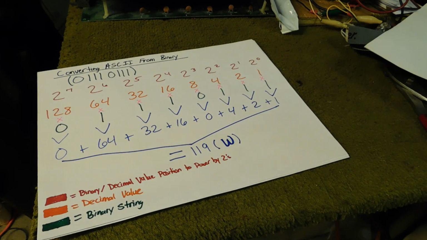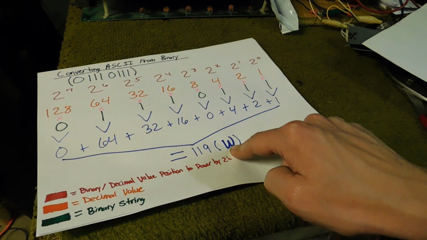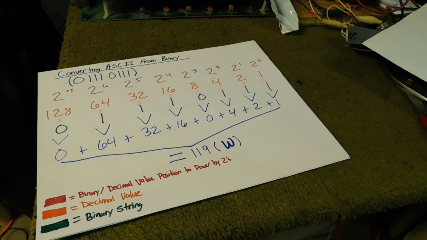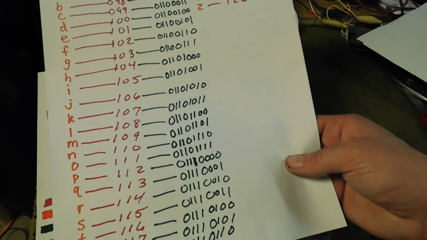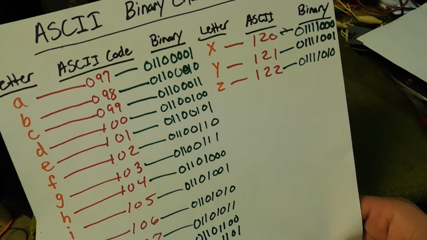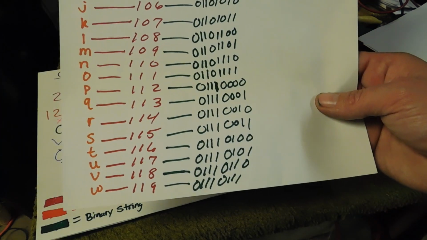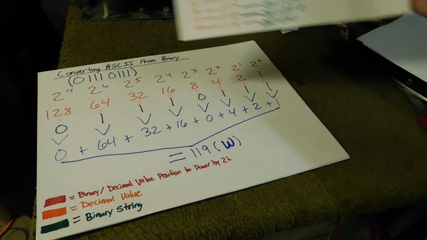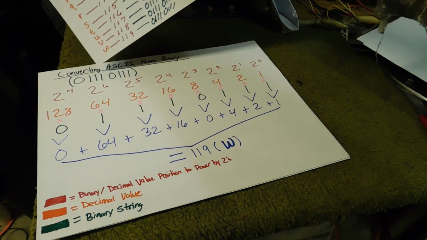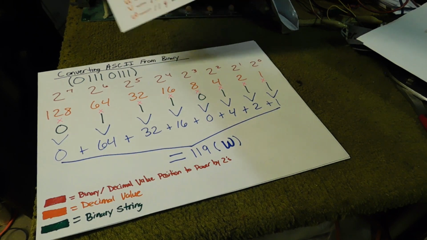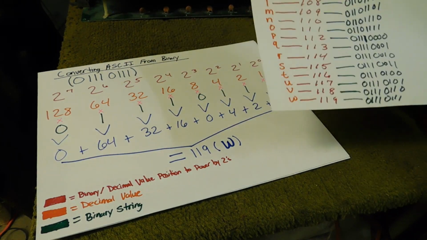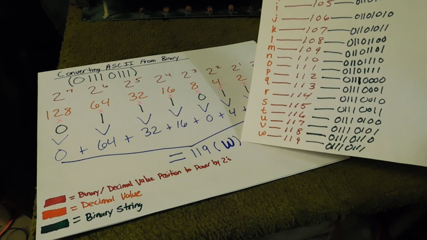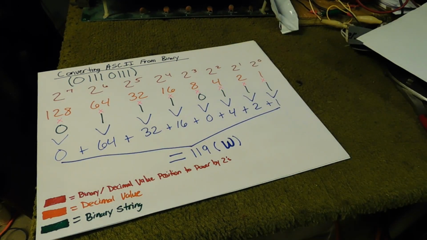So, if you take that 119, as you can see, we have a w here. We look at our ASCII conversion table, and 119 for the ASCII code is a lowercase w. So that's how we can tell that 01110111 actually converts to the lowercase letter w. Okay? That's how you'll convert your binary into ASCII.